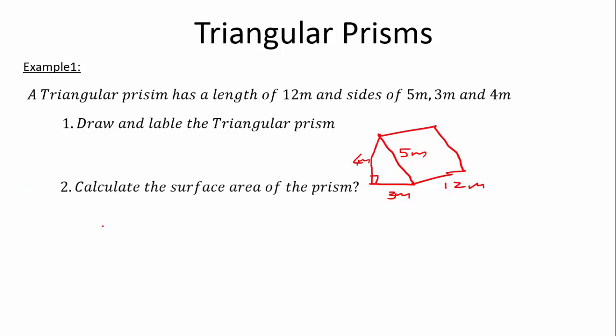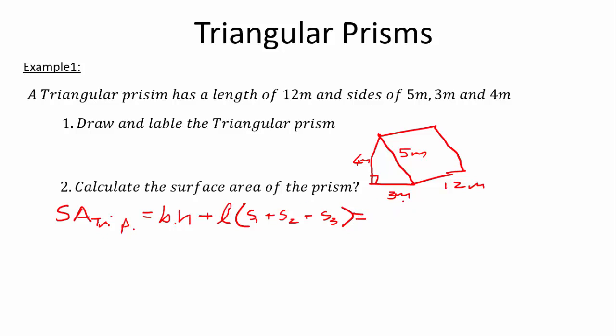How are we going to do that? The surface area of a triangular prism is equal to the base times the height of the triangle plus the length L times S1 plus S2 plus S3. This is convenient because it's a right-angled triangle and we know the base and the height. So what is the base times the height?